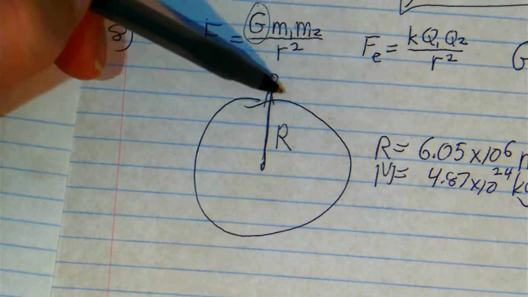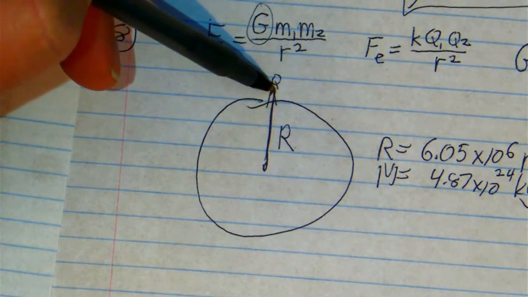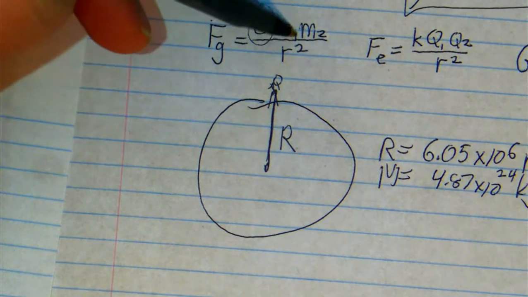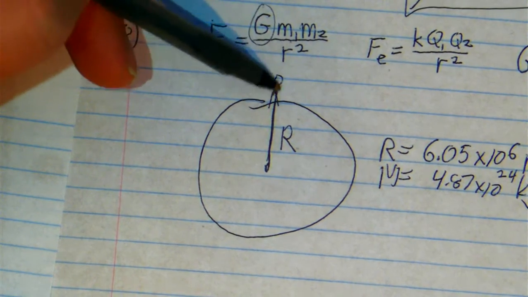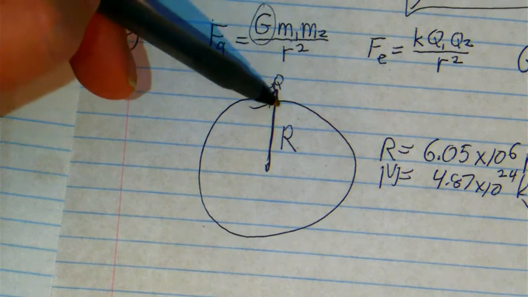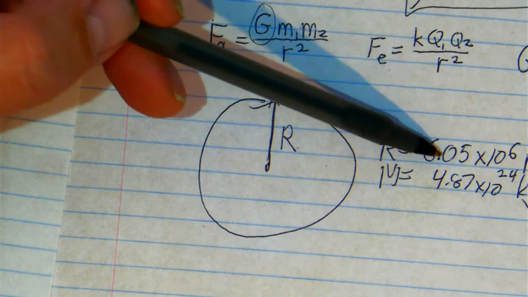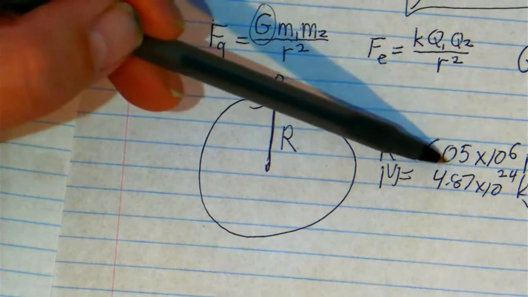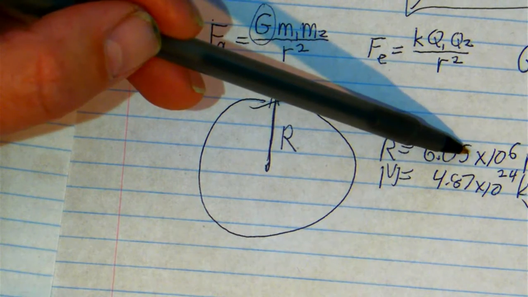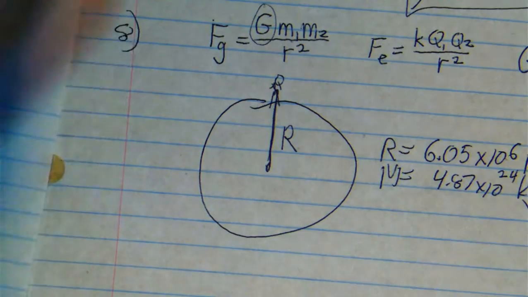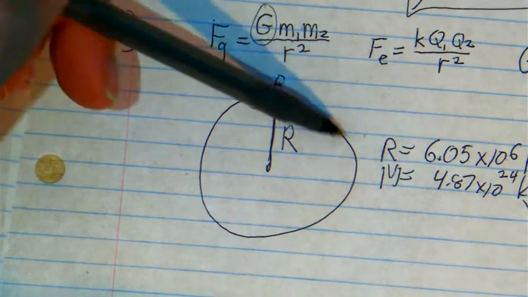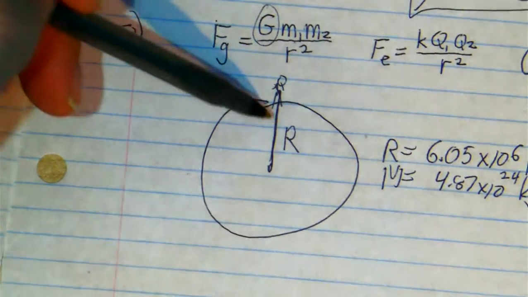Before I do that, I want to say the distance from the center of you to the center of the Earth, you might say, oh, I'm 2 meters high. Okay, so the middle of you is 1 meter up from the center of the Earth. If you add 1 meter to 6,050,000 meters, that's insignificant. And your mass is going into this equation.